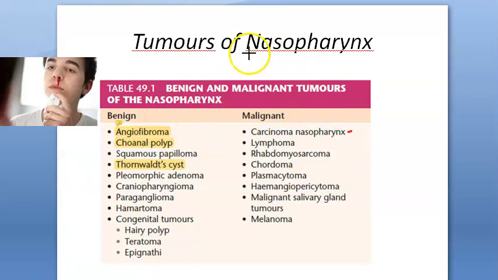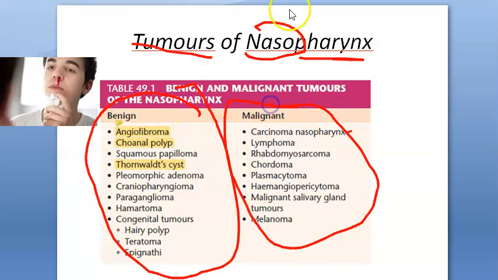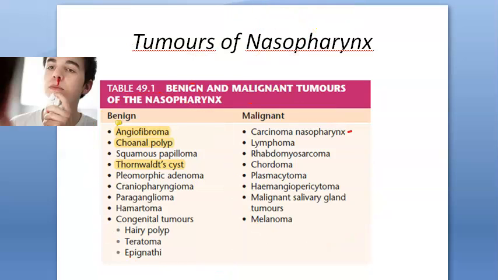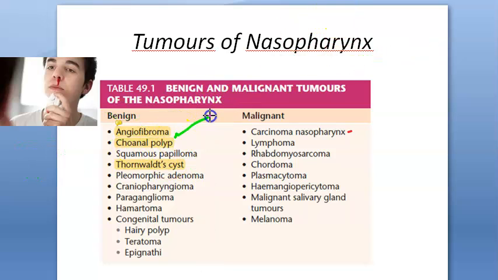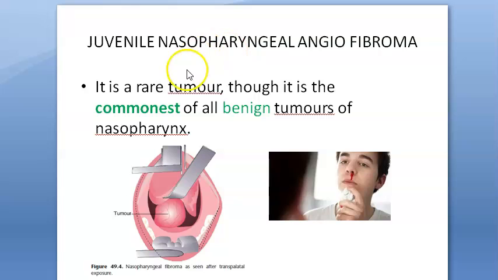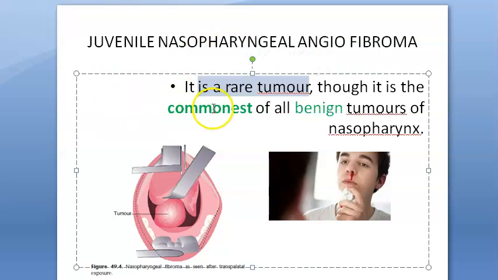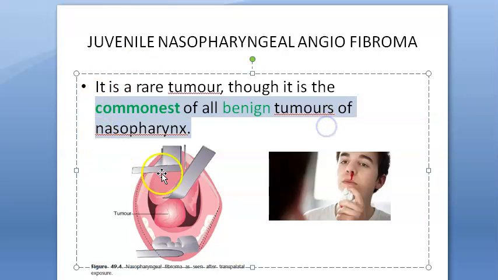So in the nasopharynx, you can have some tumors. You can have benign tumors and malignant tumors. Okay. So benign means they are not cancerous, not malignant. So here you have this angiofibroma. This is what we are looking at the moment. JNA, juvenile nasopharyngeal angiofibroma, is coming under this benign condition of the nasopharynx. And it is on the top of this list. So what does that tell you? It's the most common tumor of the nasopharynx. Let's look at it. So it is the commonest of all benign tumors of nasopharynx.